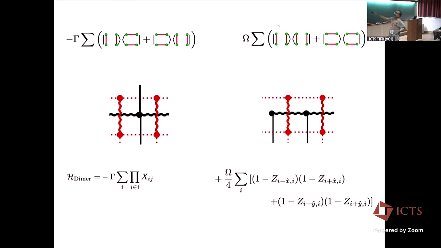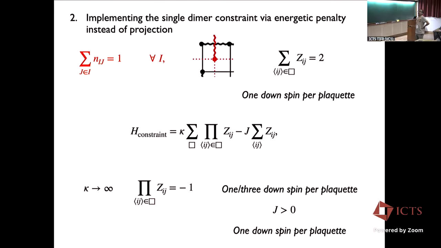So this kinetic term becomes a product of four X on the dual lattice. Similarly, the potential energy term turns out to be some next nearest neighbor Ising interaction term, the details of which are not important, but essentially this is a rewriting of the dimer model. So that covers the first step of the mapping. The next step is to implement this single dimer constraint via an energetic penalty.